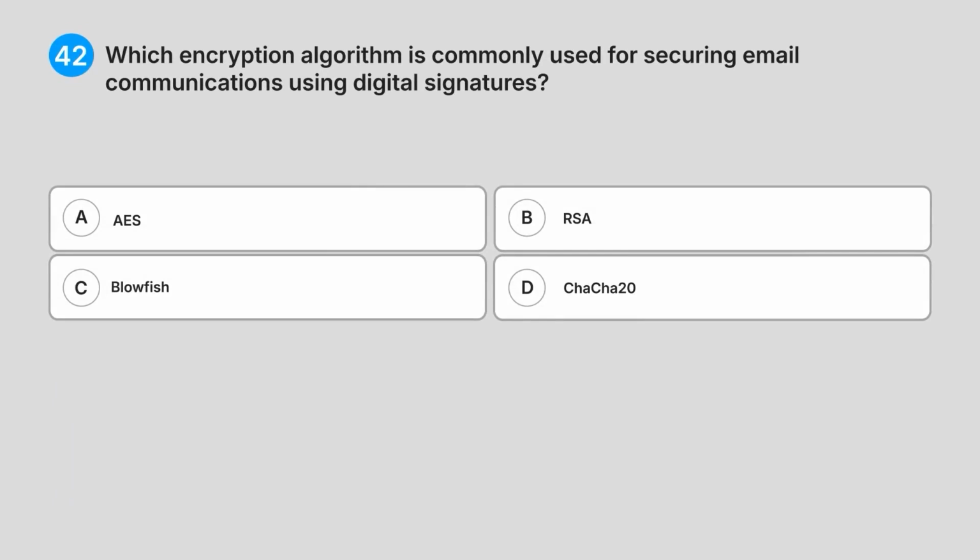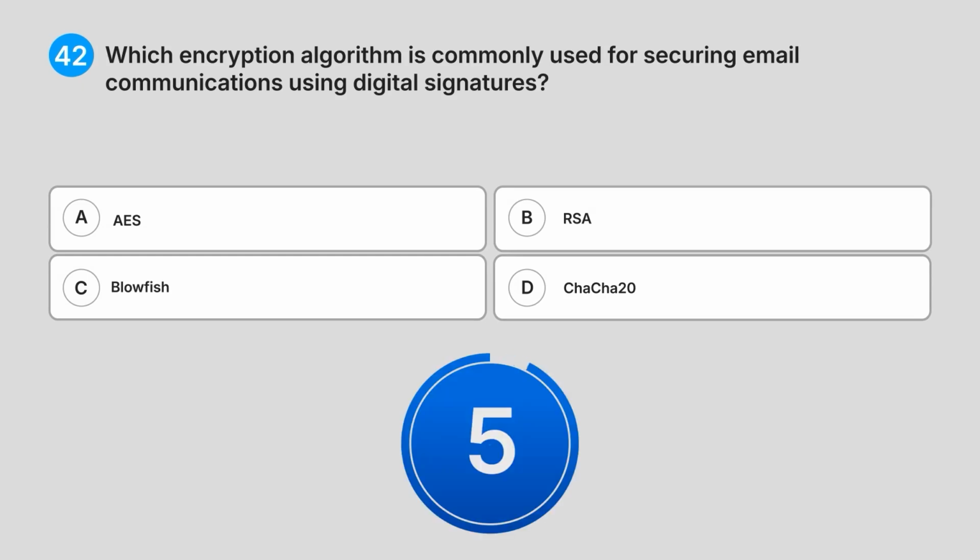42. Which encryption algorithm is commonly used for securing email communications using digital signatures? A. AES. B. RSA. C. Blowfish. D. ChaCha20. Can you guess the answer?